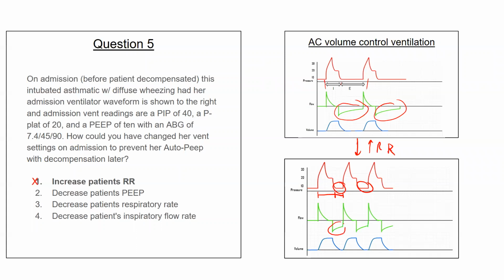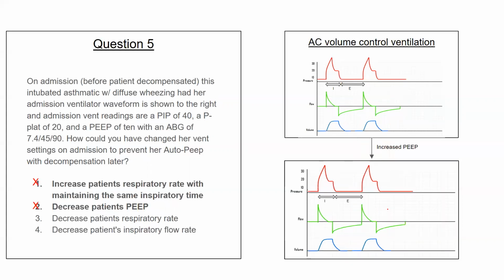So if you increase this patient's respiratory rate, their expiratory flow is actually going to go further away from getting back to zero, and they're going to start breath stacking more. They're just going to keep stacking breaths on top of each other, and you're giving them less time to expire, which will increase their auto-PEEP. So that's not what you want to do. And I don't think anyone said that. So that was good.